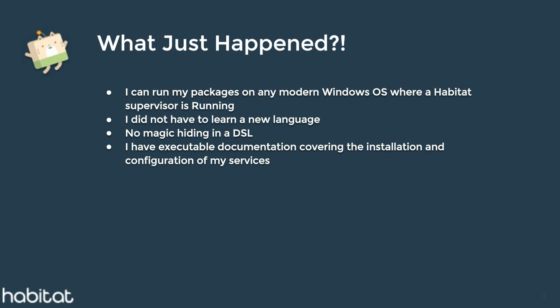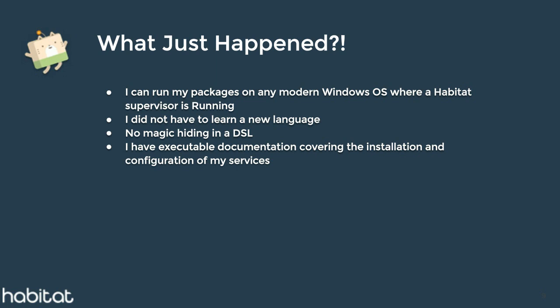This can run on a VM. All the Habitat supervisor needs is compute. And so typically the Habitat supervisor would run as a Windows service, for example, in a VM environment. I didn't have to learn a new language, and I don't have to guess what any magic DSL is doing. This is all just PowerShell. If I'm comfortable with PowerShell, then I should have a clear view into what Habitat is doing.